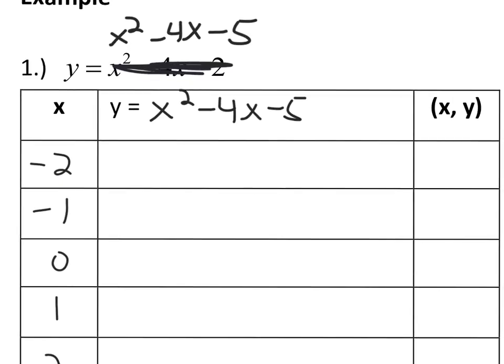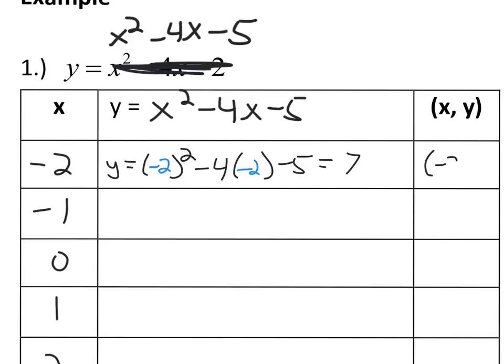So on your negative 2, what it looks like is y equals, and then in parentheses, you're going to put negative 2. Make sure you put parentheses, because negative 2 squared is different if the negative is inside or outside the parentheses. Okay, then minus 4, parentheses, negative 2, and then minus 5, and whatever that is equal to. So negative 2 squared is going to give you positive 4, and then negative 4 times negative 2 gives you positive 8. So positive 4 plus positive 8 is going to give you 12, and then minus 5 is going to give you 7. Okay, so your coordinates here are going to be negative 2, comma 7, your x, comma your y.